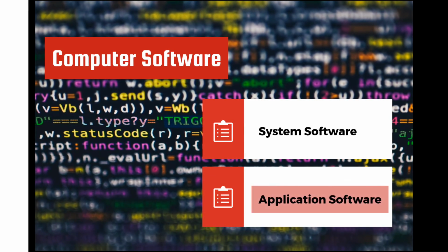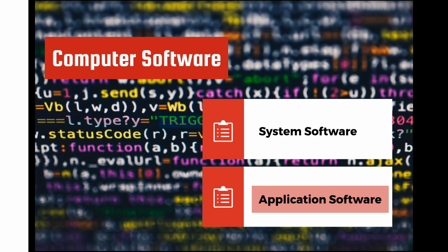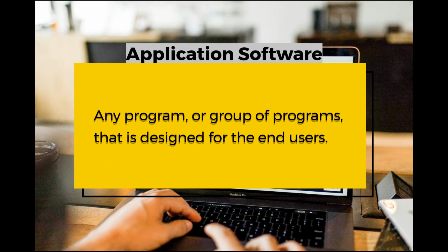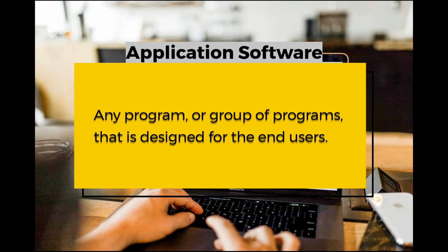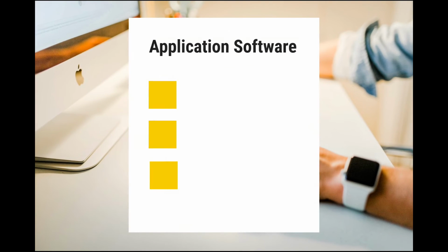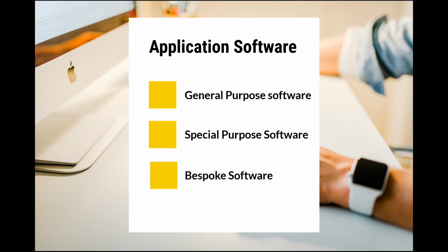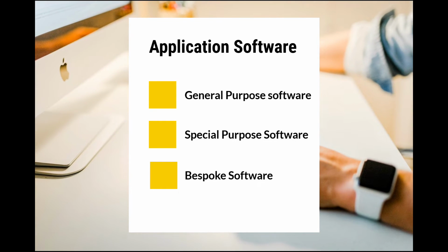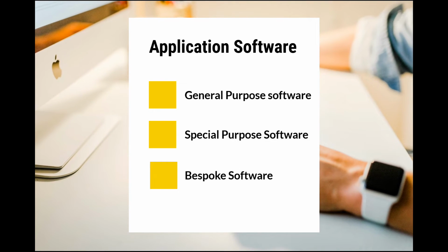It's time to learn the second type of computer software, that is application software. Application software is any program or group of programs that is designed for the end users. Application software can be categorized as follows. First one, general purpose software. Second one, special purpose software. And third one, bespoke software.